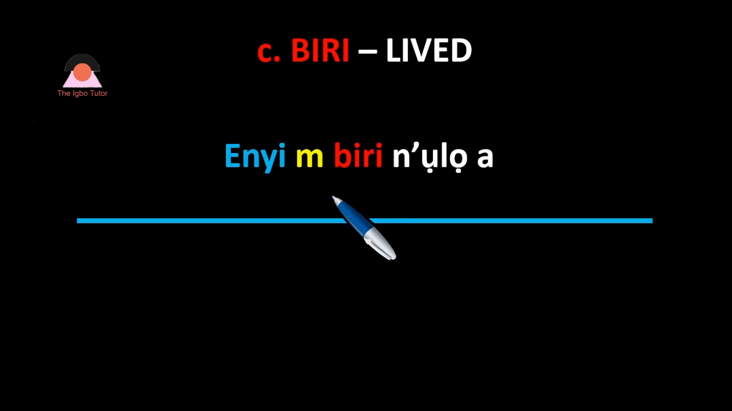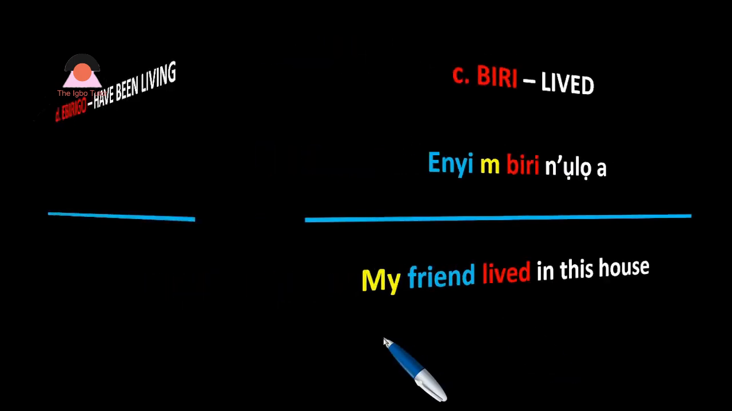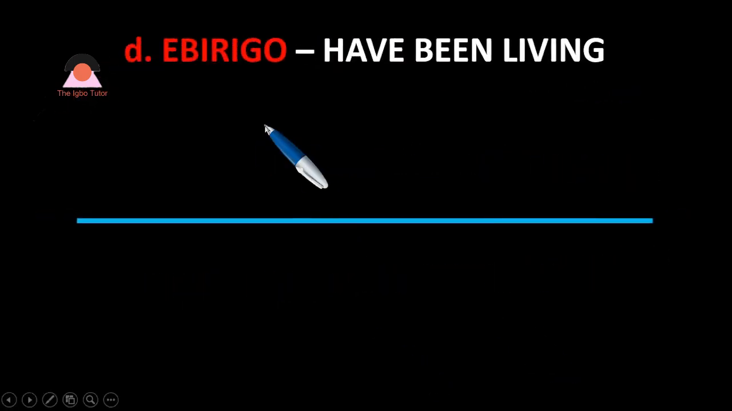This time around, the past tense of be. Directly, biri. That is the past tense. Lived. The sentence now. Enyi m biri n'ụlọ a, which means my friend lived in this house. Move on now to the next one.